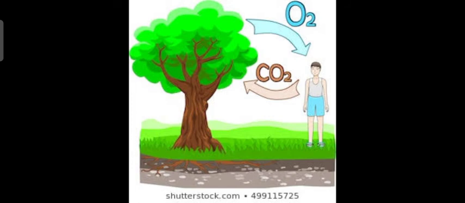Plants and animals depend on each other for their survival. You can see in the picture, plants give us oxygen by photosynthesis. They release oxygen during the process of photosynthesis, and animals and humans breathe in oxygen. Animals also depend on plants for food. Plants not only give us oxygen but also give us various types of medicines.